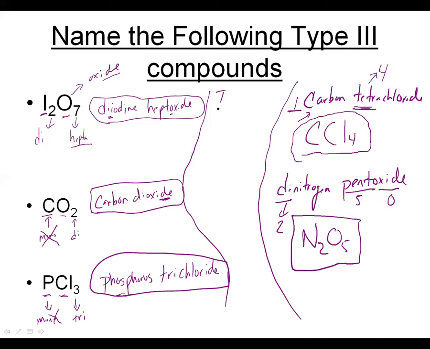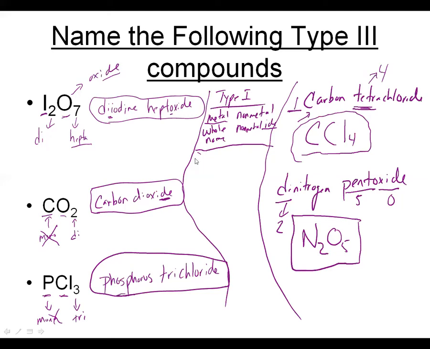Again, type 1 is a metal and a non-metal, and we use the whole name of the metal, and the non-metal gets the IDE at the end of it. And it's always the metal that's important there. When we name those, the metals in type 1 would be group 1, group 2, and group 3, or zinc, cadmium, or silver.